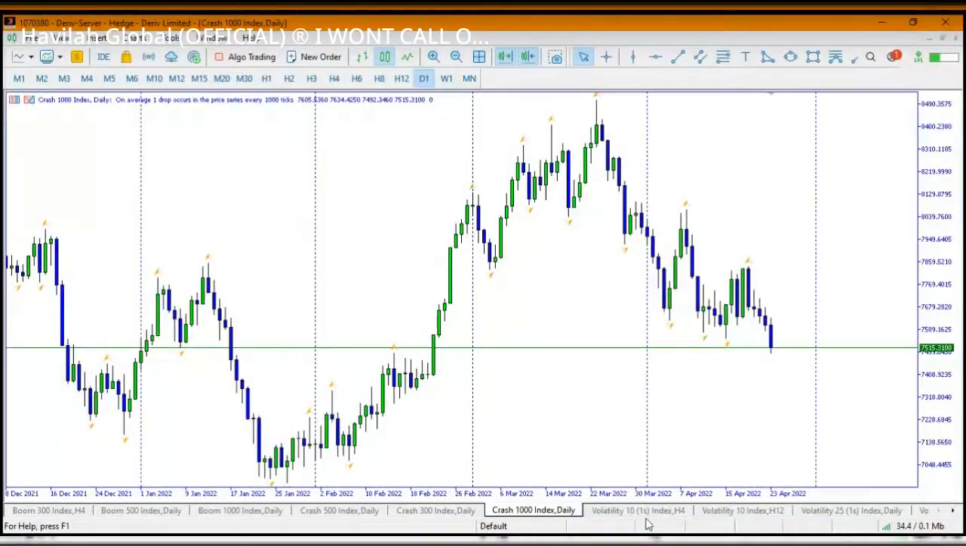I'm seeing one here now. Price may likely turn back from here. Or here.